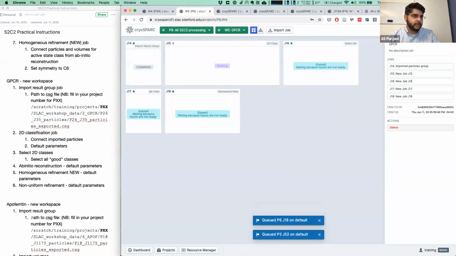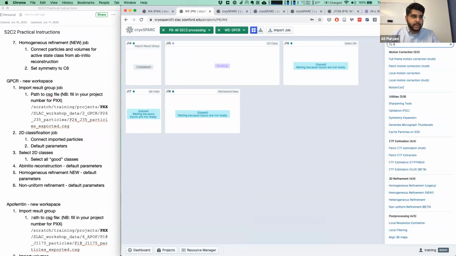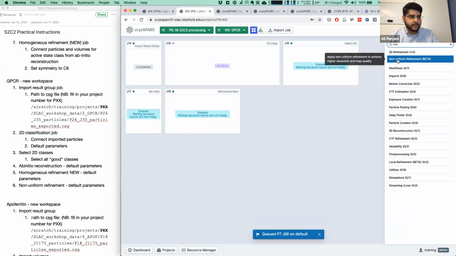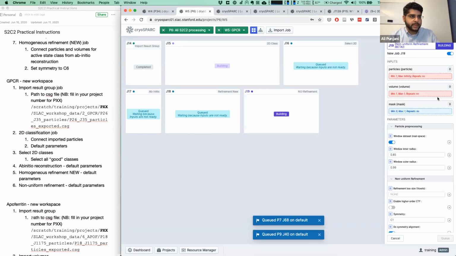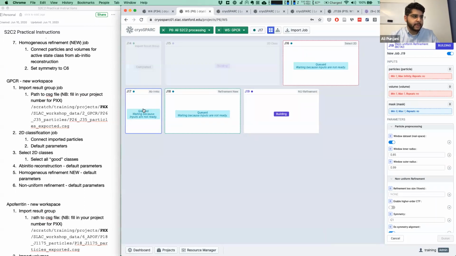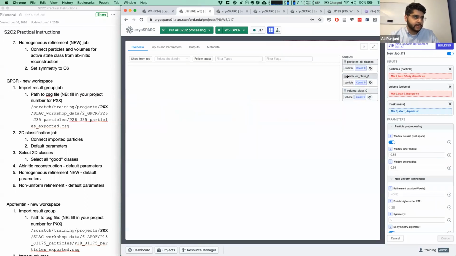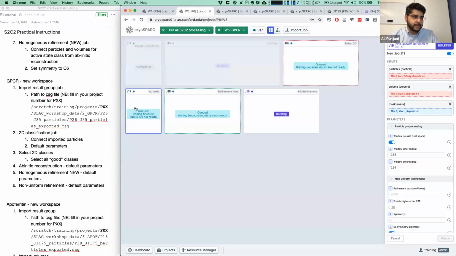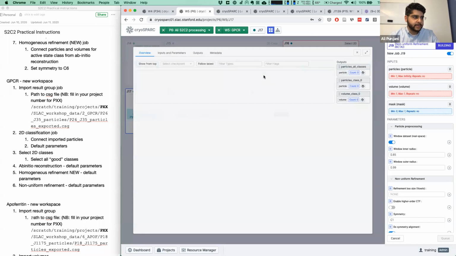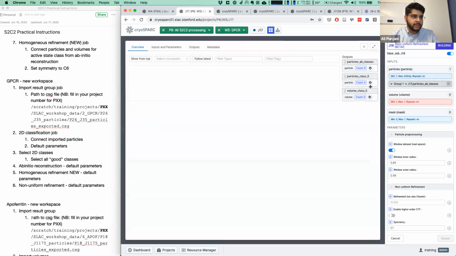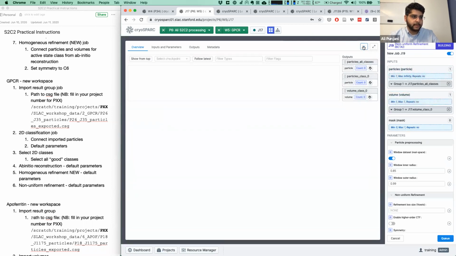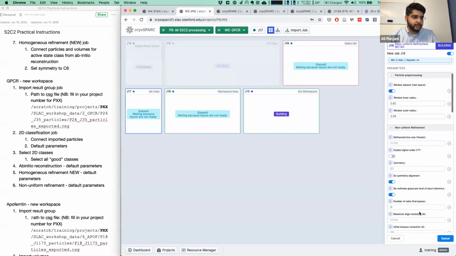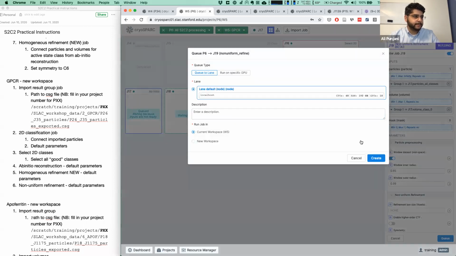And finally, now we will create a non-uniform refinement. That's a new job type. It looks almost exactly the same as a regular refinement. It has a bunch of extra parameters, and it does something different under the hood, which I'll talk about. For this one, we're going to take the outputs of ab initio reconstruction again, not our first refinement, but the ab initio reconstruction, all the particles and the volume. And again, default parameters, and we can queue that as well.